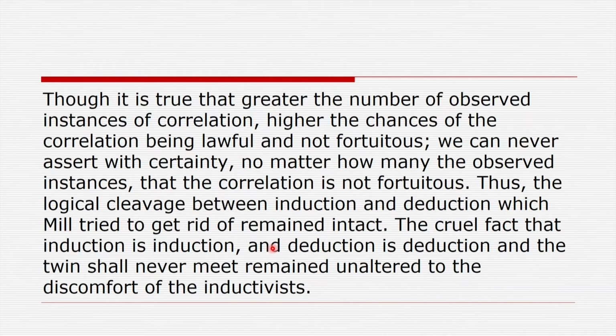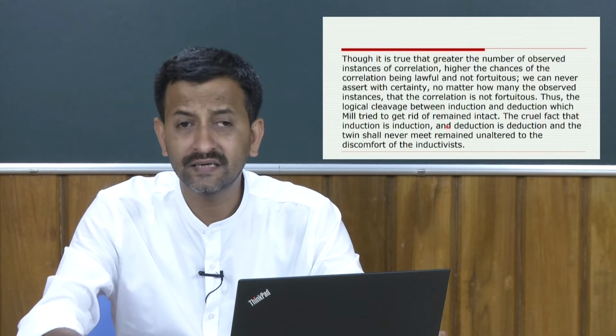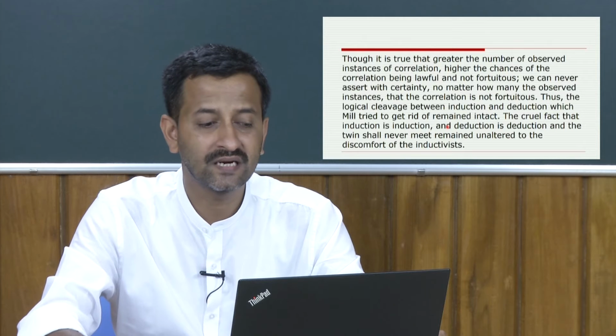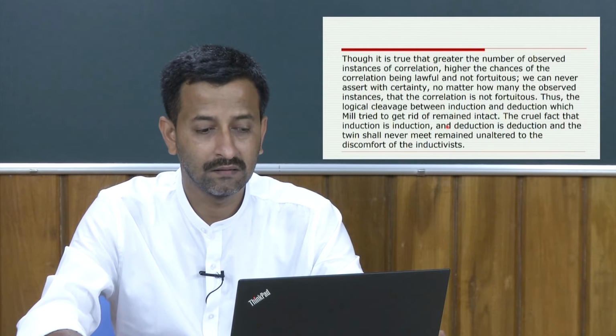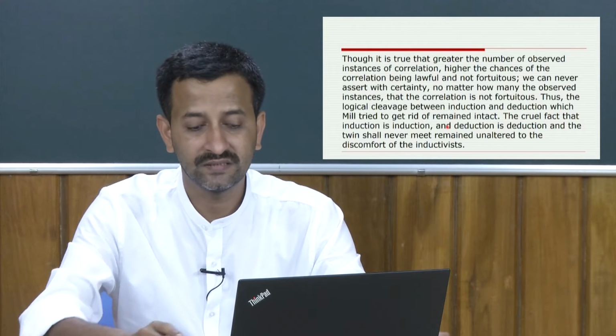Though it is true that the greater the number of observed instances of correlation, the higher the chances of the correlation being lawful and not fortuitous, we can never assert with certainty, no matter how many the observed instances, that the correlation is not fortuitous. Thus, the logical cleavage between induction and deduction, which Mill tried to get rid of, remained intact. The cruel fact that induction is induction and deduction is deduction, and the twins shall never meet, remained unaltered, to the discomfort of the inductivists.